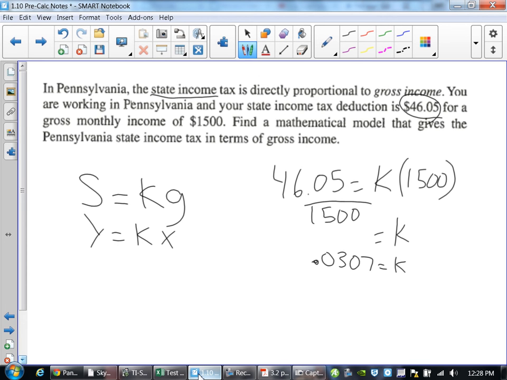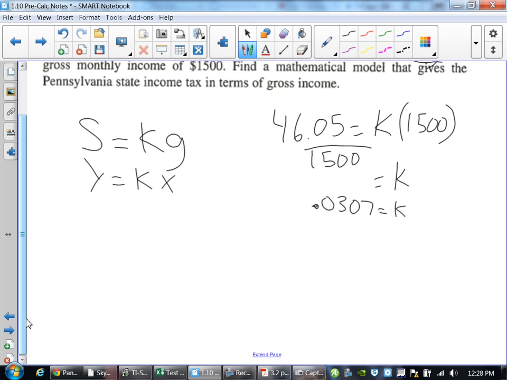We're not done yet. So my final answer here would be y equals 0.0307x, or you can leave it in terms of s and g. This is a percentage. Everybody okay? Understand that? It's a decimal version of the percent. So if you think about it, this is a 3.07% income tax rate, if you want to think of it in terms of what it really is.